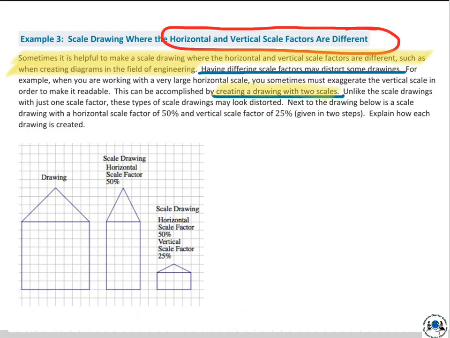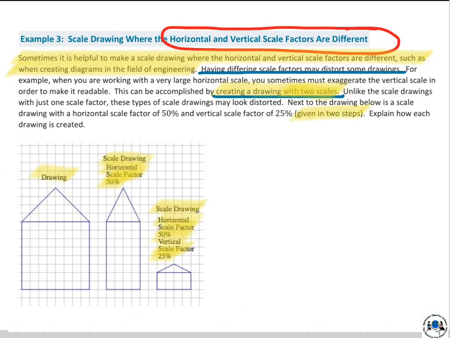We're going to create drawings with 2 scales. Unlike the scale drawings with just 1 scale factor, these types of scale drawings may look distorted. We just mentioned that. Next to the drawing below is a scale drawing with a horizontal scale factor of 50%. So here's our original drawing here, and here's our horizontal scale factor of 50%. And then a vertical scale factor of 25%. And here's our 25%. So what we've done here, it says it's given in 2 steps.